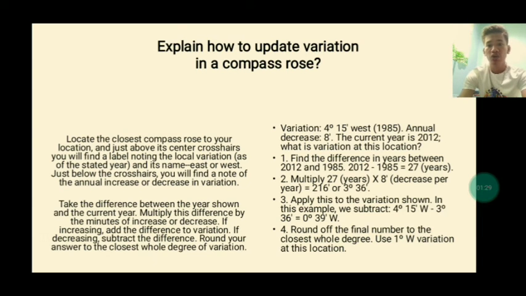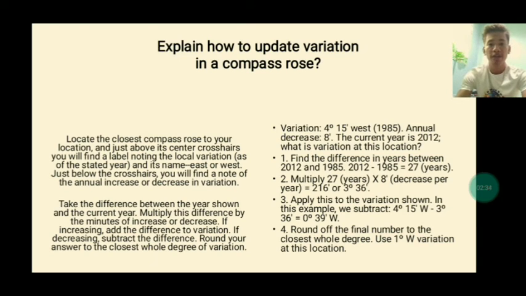Now let's explain how to update variation in a compass rose. There is an example on the right side of our slide. Suppose the variation were 10 degrees 15 minutes west, the year is 1985, and the annual decrease is 8 minutes. The current year is 2012. This is only our example. So what is the variation at this location?